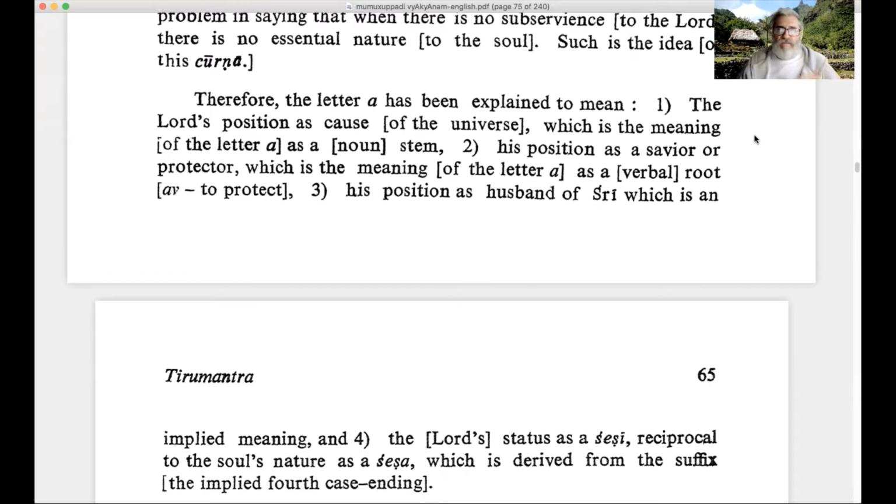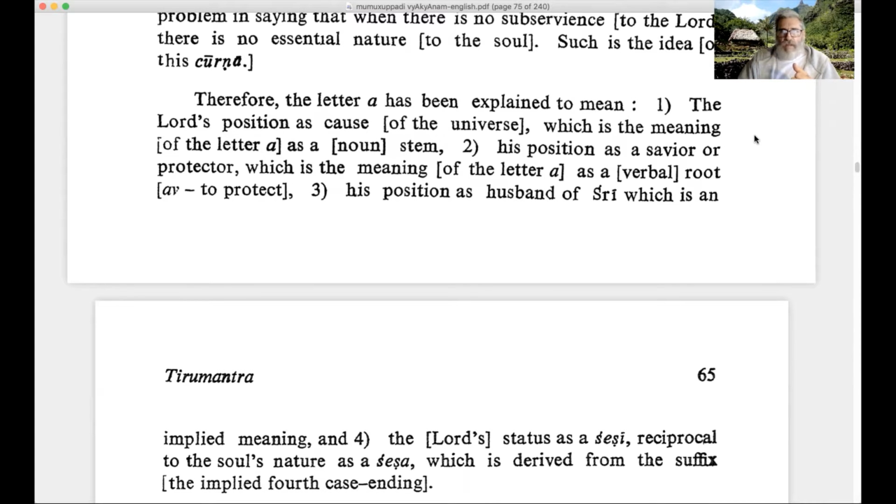So once again, the 4 things we discussed in the previous class: if you think of the letter A as being a noun stem, right? Nouns in Sanskrit have stems which have endings added to them. Sanskrit is a very inflected language. It has a lot of endings on both nouns and verbs that change the meaning of the noun and verb in certain ways.